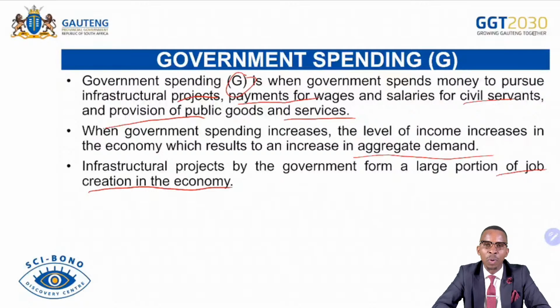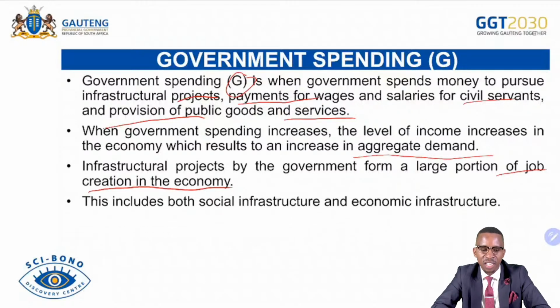The infrastructure projects by the government form a large portion of job creation in the economy. Whenever there's an improvement of the infrastructure in the economy or society, that will lead to further jobs being created in the economy. These include both the social and economic infrastructure. If we talk about social infrastructure, we talk about the likes of building schools, building clinics, libraries, city parks, etc. That is known as the social infrastructure.